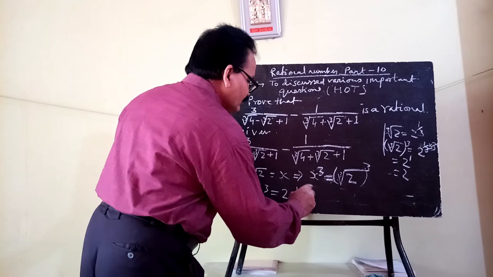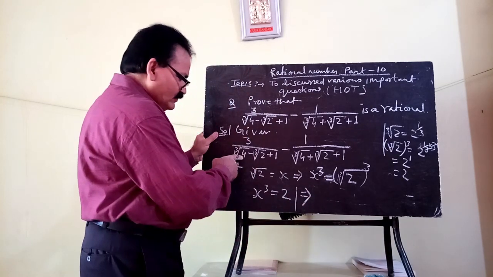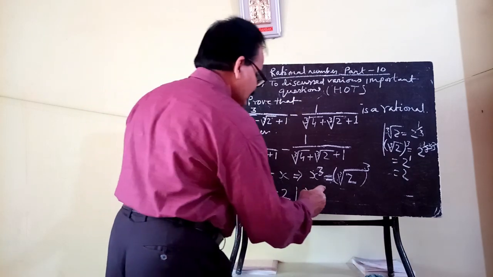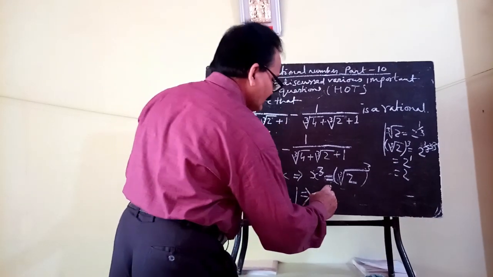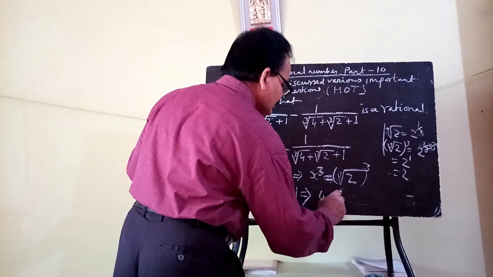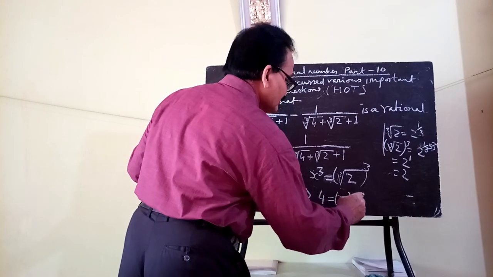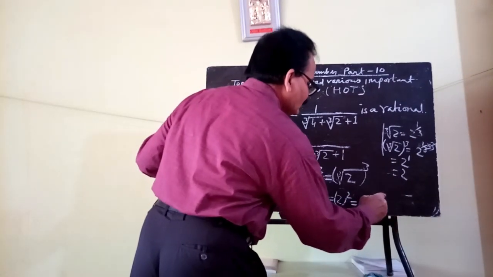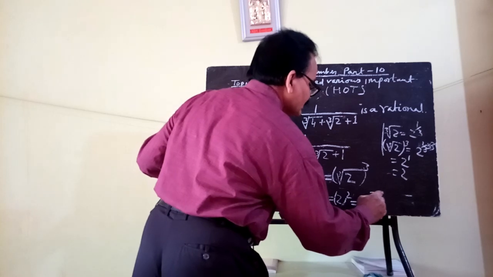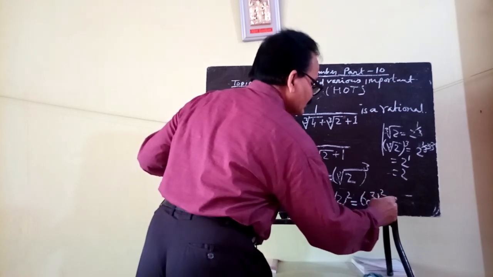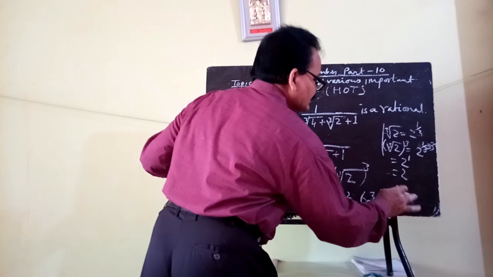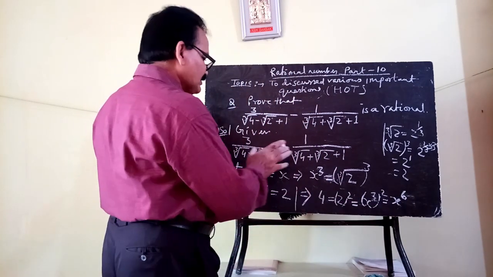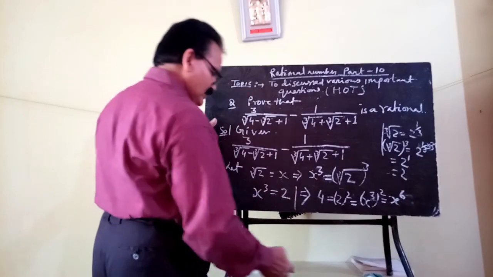After that, what will you do? Again, this 4 can be written as 2 square. So if you square it, 4 means 2 square, and 2 is x cube. So x cube whole square means this is x to the power 6. Okay, clear?